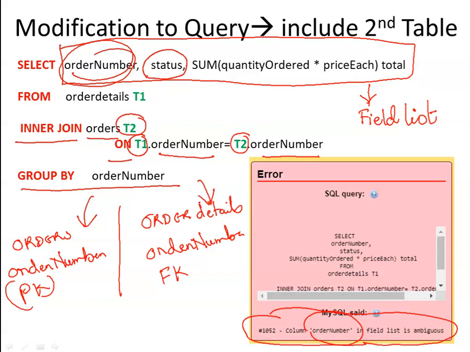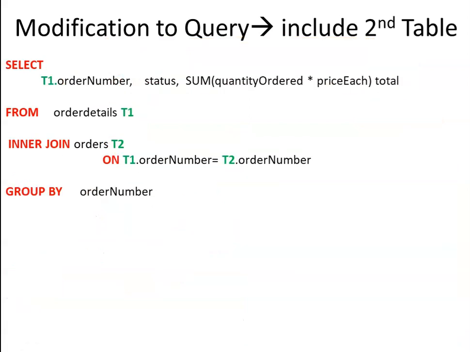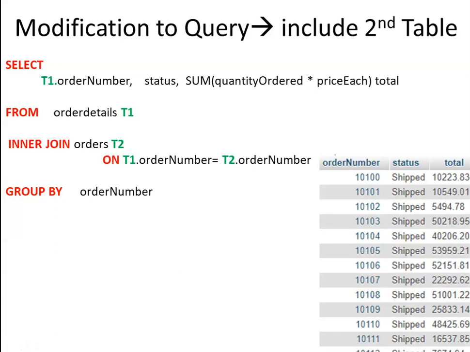So how do we sort out this confusion? We specify in the field list from which table the order number has to be picked up, whether it is from T1 or from T2. Once we are done with this, our error will be resolved. So when I use the table alias name, our error will be resolved. Basically now the query would look something like this, and you will get the desired output.